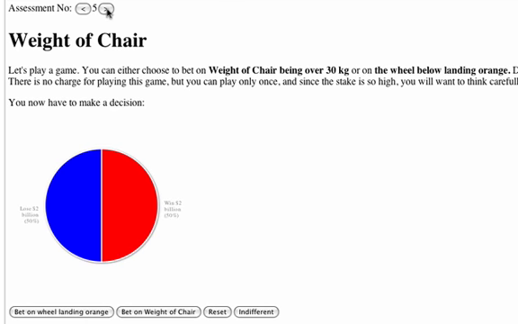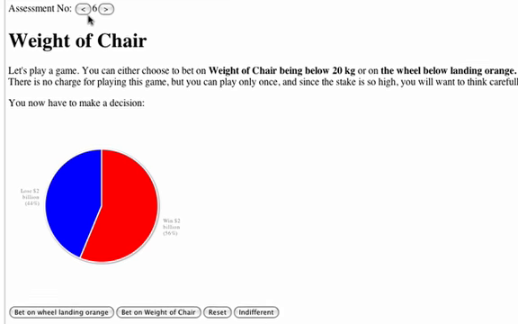Fifth question. Being above 30 kilos. I don't think so, but now I'd bet on the weight of the chair. At this point, I think I'm indifferent. Sixth question, below 20 kilos. I think it's around 20 kilos, maybe a little more. I'd bet on the wheel now. Maybe somewhere around here I'd be indifferent.